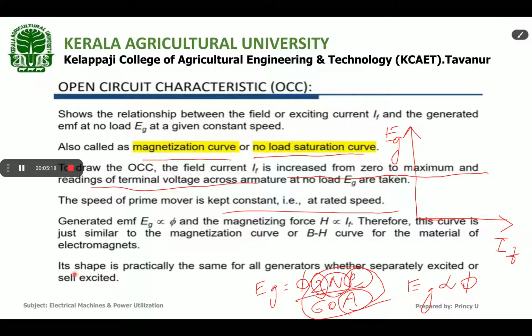The magnetizing force H is proportional to the field current. Therefore the curve is similar to the magnetization BH loop curve for the material of the electromagnets. So its shape is practically the same for all generators, whether separately excited or self-excited.